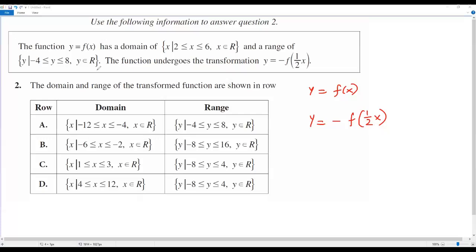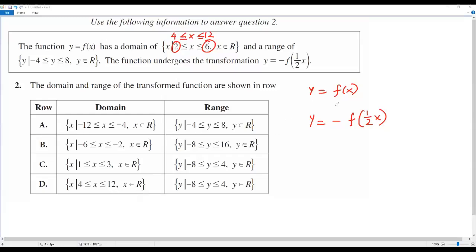So let's go to the domain. In the domain also we have to multiply the minimum value of x and the maximum value of x by 2, because it is horizontally stretched by a factor of 2. When I multiply this 2 by 2, I get 4 less than or equal to x less than or equal to, and when I multiply the maximum value of x, 6, by 2, that is 12. So the domain of the transformed function will be 4 less than or equal to x less than or equal to 12. So that we have in option D. Anyways, let's check the range also.